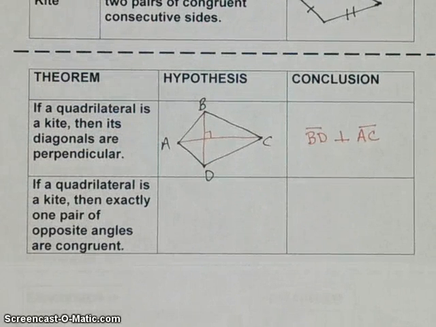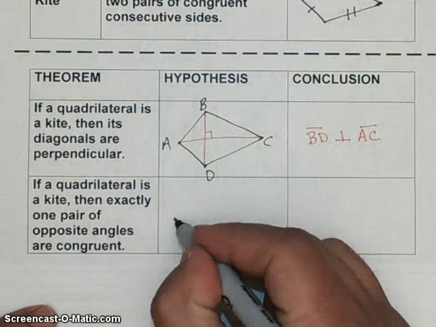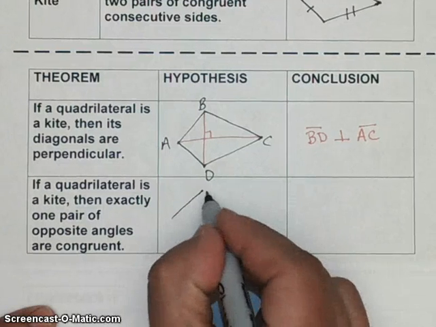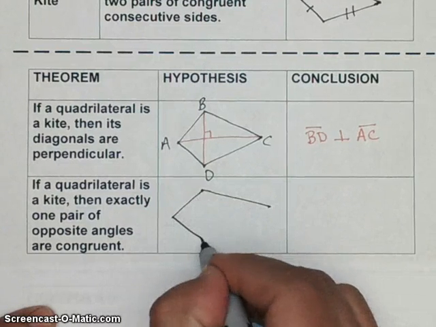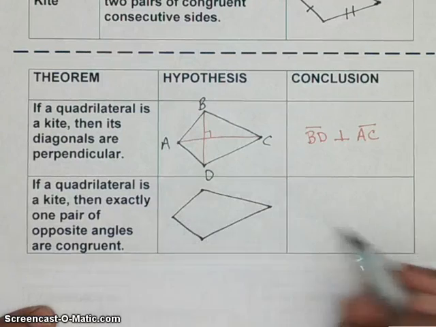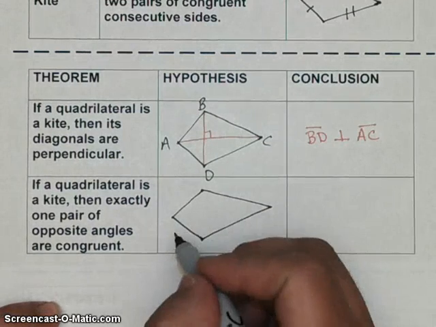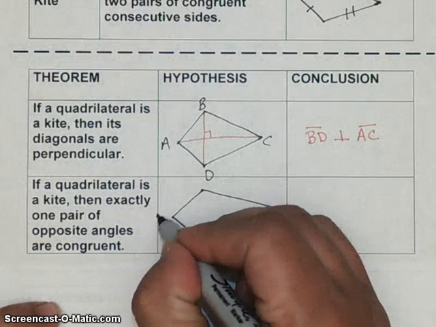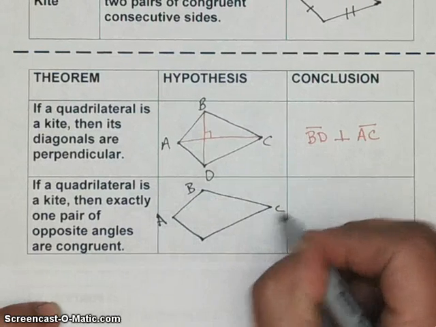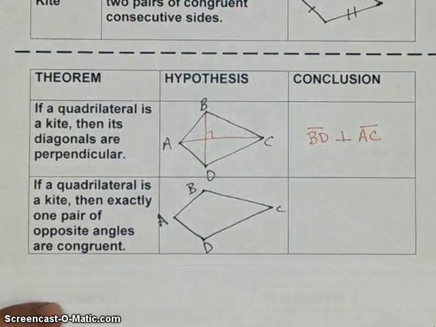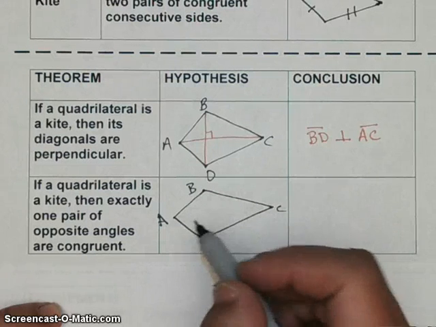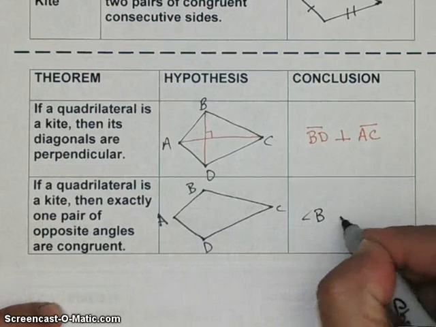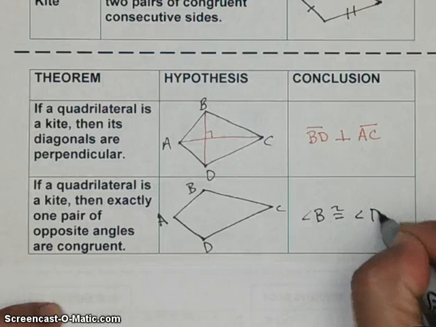Next theorem: if a quadrilateral is a kite, then exactly one pair of opposite angles are congruent. Alright, so if we draw our kite, and I label this one again A, B, C, and D, then usually the pair of opposite angles that's congruent would be angle B congruent to angle D.